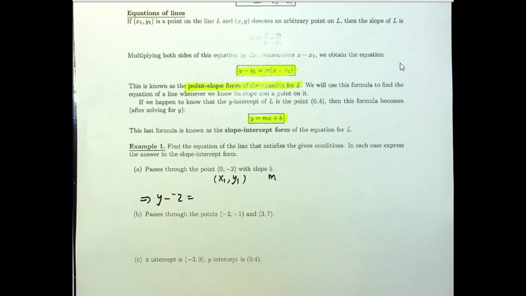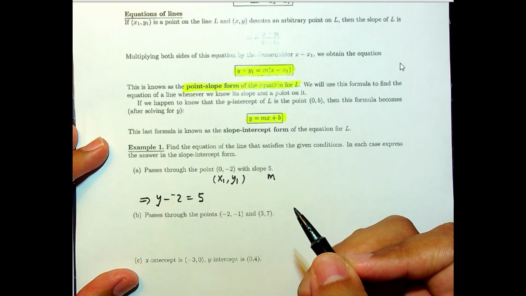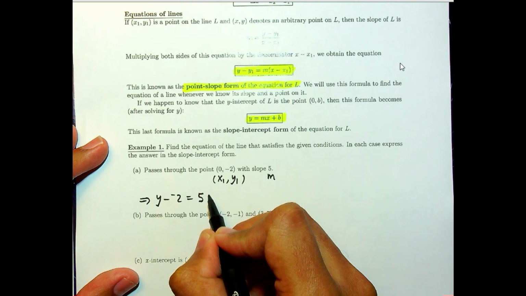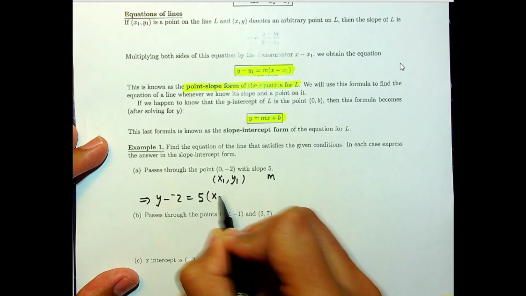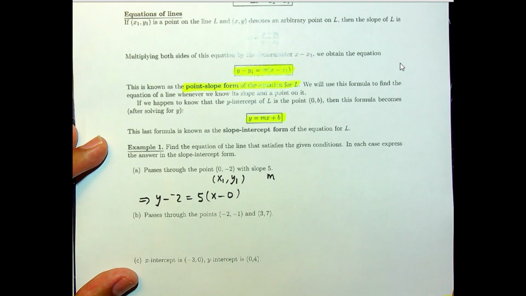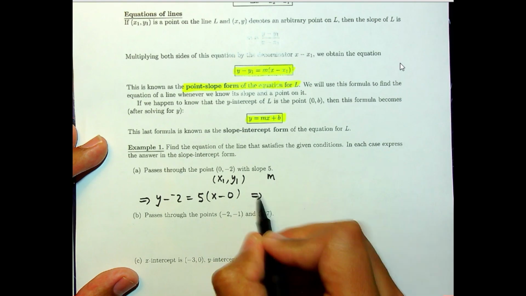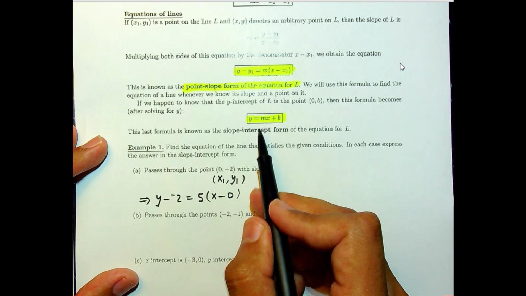Okay, the slope is 5, and this is x minus x1. Now x1 is 0. Okay, and then you simplify this, so we can give the answer in this form.